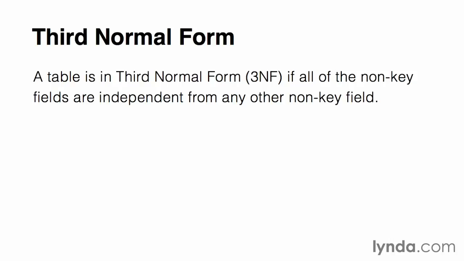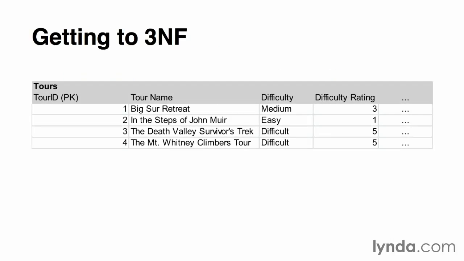For instance, you might try and store state and state abbreviation in an address table. Since state abbreviation is entirely dependent on the state, or vice versa, one of those two fields should be removed from the table. Here's another example using our Explore California tour company.